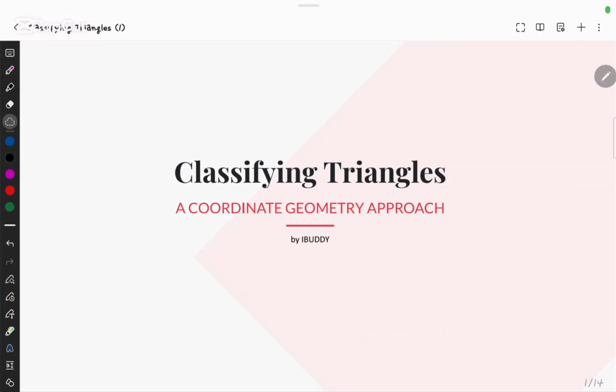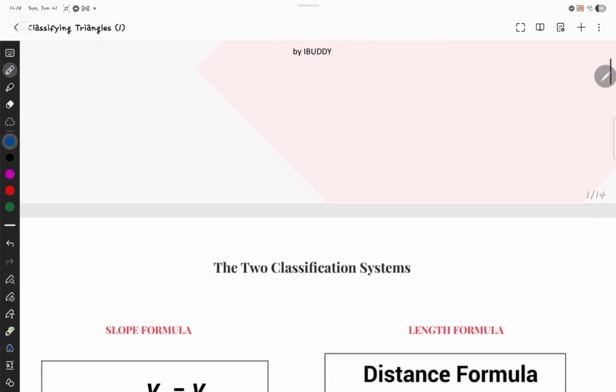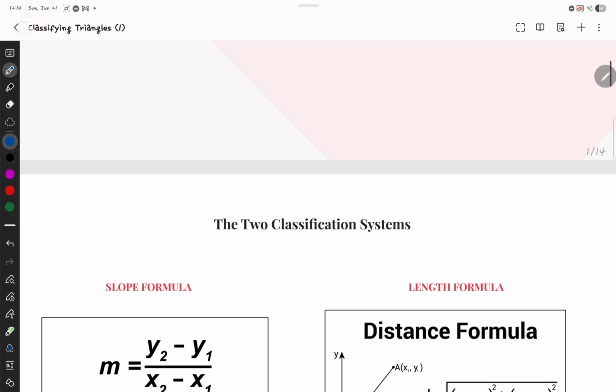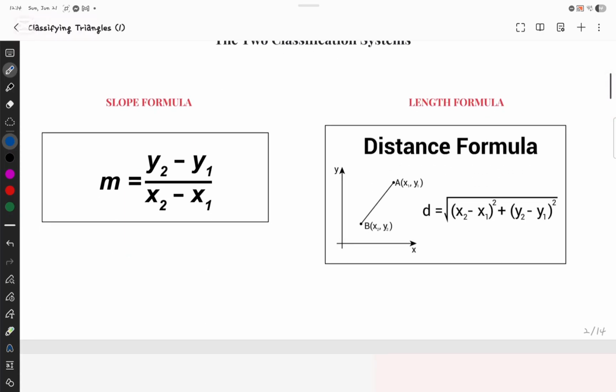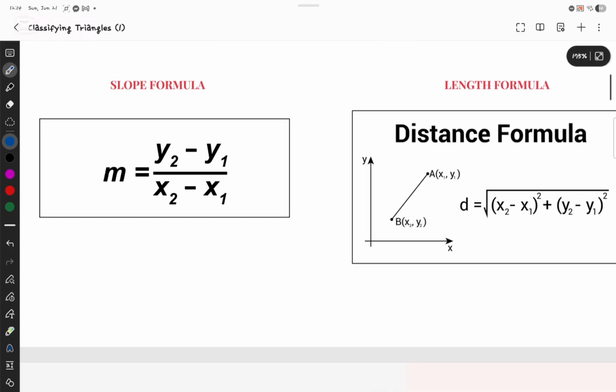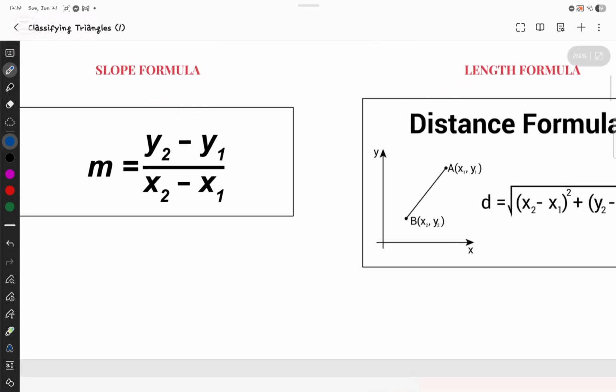Hello guys, this is another lesson of iBuddy Math, and today we'll be covering classifying triangles. First of all, you guys will have to know two main formulas, a slope formula and a length formula. This should be a reminder of previous years or previous lessons.